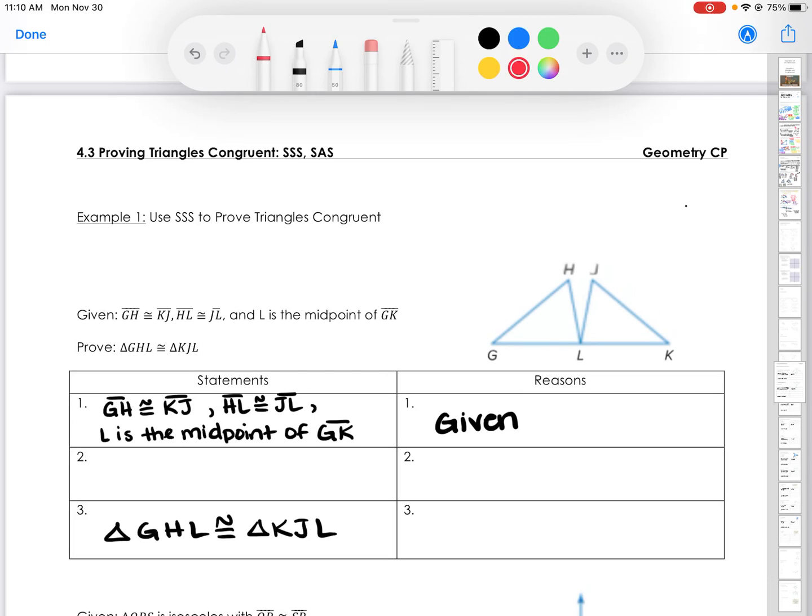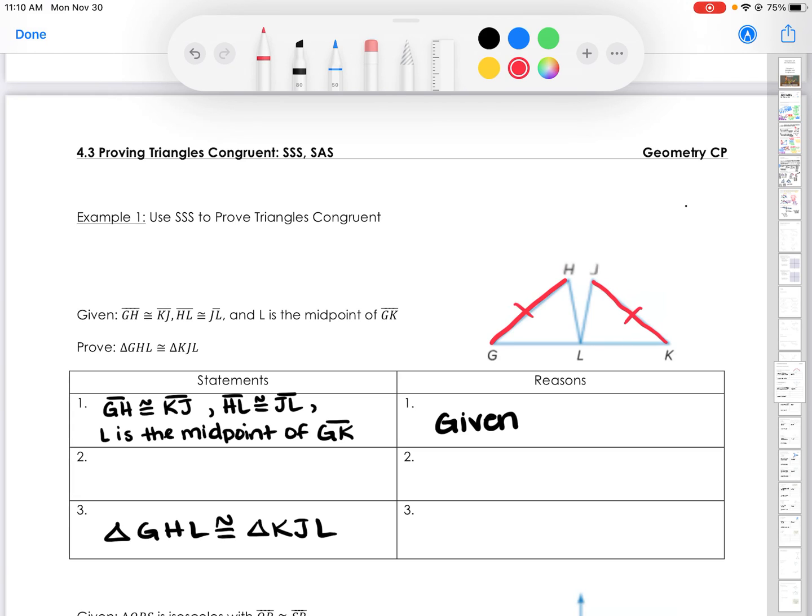Proving triangles congruent. So first we're going to start with the side theorem or postulate that really says that if three sides of one triangle are congruent to three sides of another triangle, then the triangles are congruent to each other. Here we're given that GH and KJ are congruent to each other.